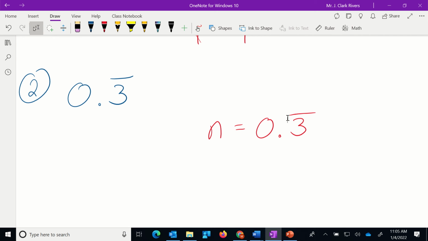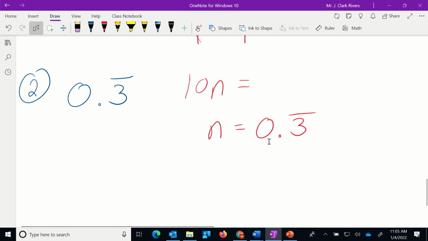Lucy, how many spaces are there with the decimal? Like how many digits repeat? So how many digits are repeating here? Just 1. So n is going to have to be multiplied by what? 10. However many digits repeat, that's how far you need to move the decimal. So if 1 digit repeats, we've got to multiply by 10.